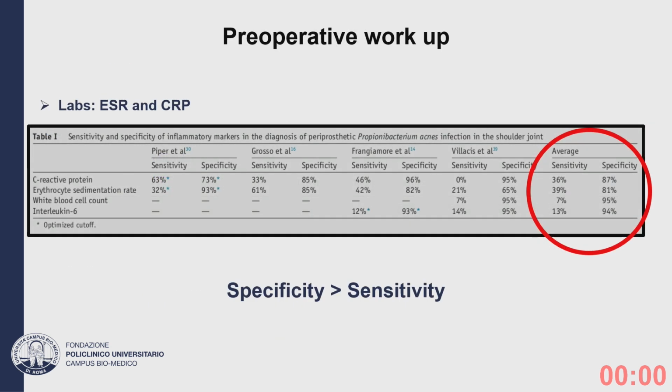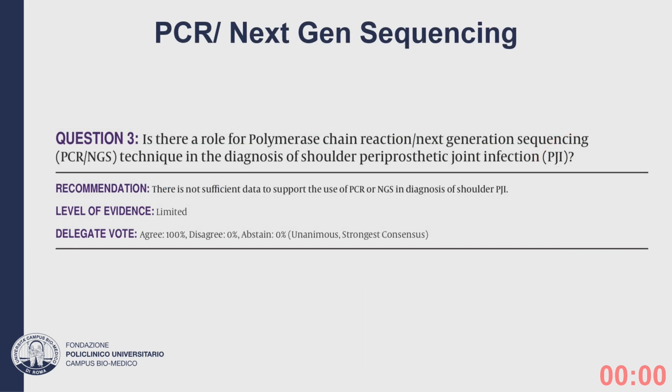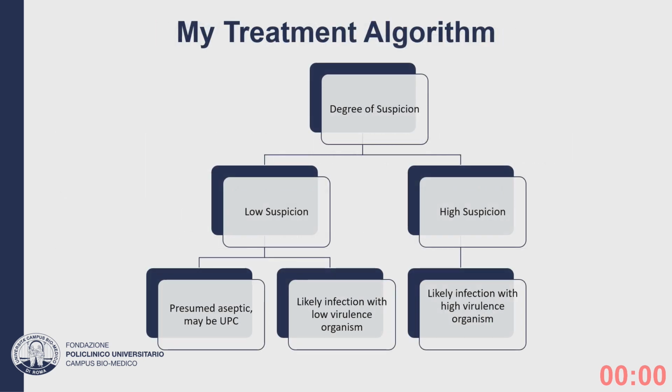Regarding CRP and ESR, when high they have high specificity, low sensitivity. There is not a role in clinical practice for next-generation sequencing. And so I think that I must stop because it's 5 minutes. Thank you very much for your attention.